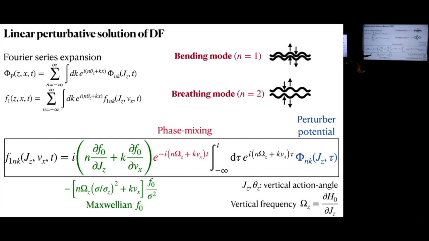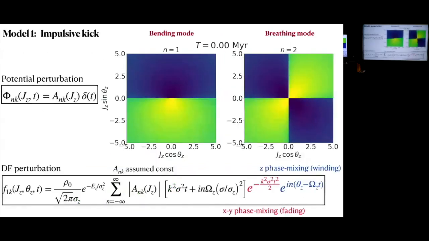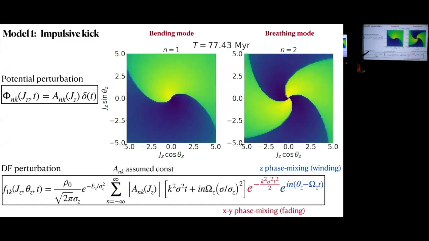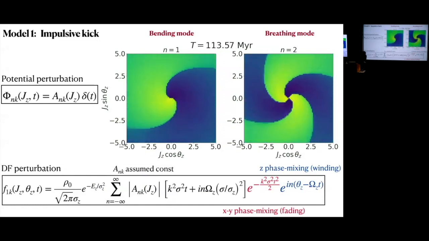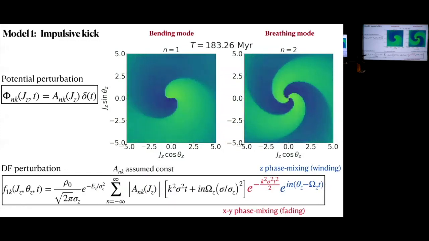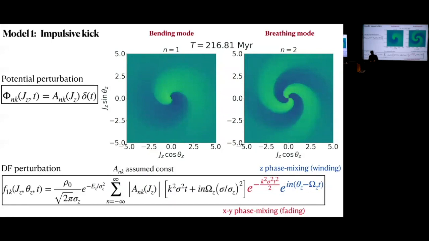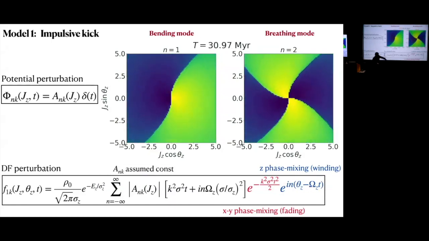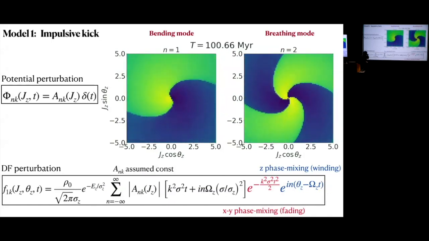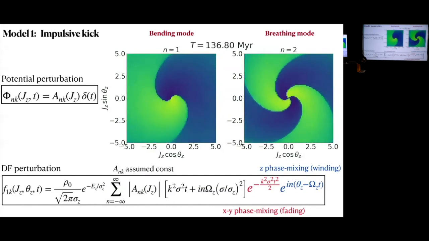So all these different terms, basically now we need to provide the time dependence of the potential to get F1. For the simplest case, we choose a delta potential. That is, you just hit the disk once, you give an impulsive kick and see what that does to the perturbation. Here there are two effects that Elise was talking about: you have the vertical winding, which goes as theta z minus omega z t, and you have the fading of the perturbation as well due to phase mixing along the plane of the disk.